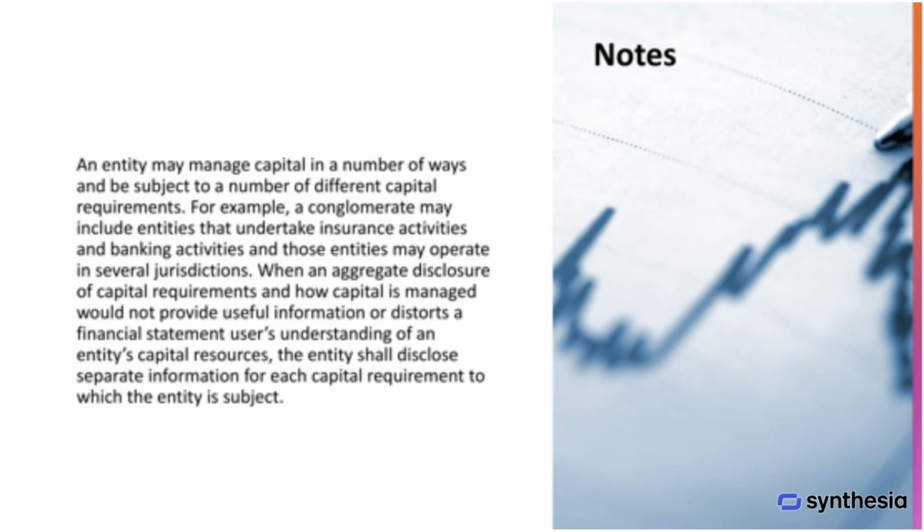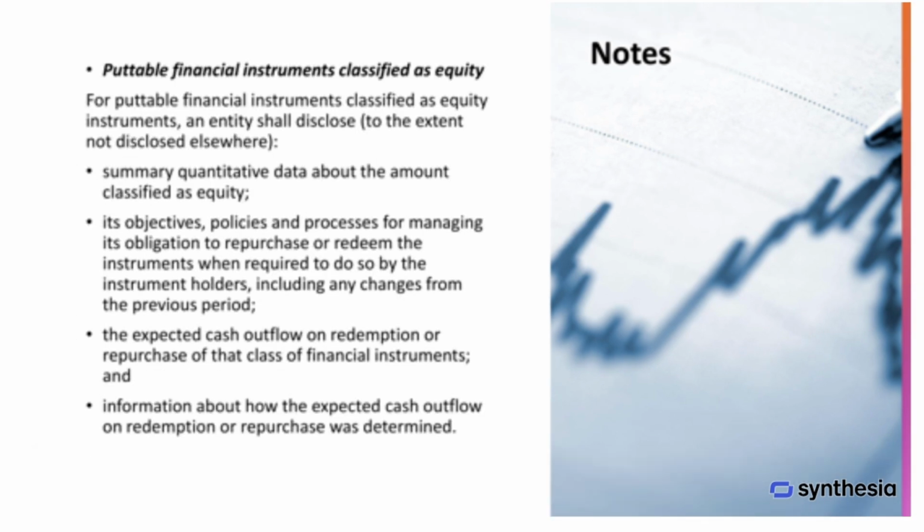For puttable financial instruments classified as equity instruments, an entity shall disclose, to the extent not disclosed elsewhere, summary quantitative data about the amount classified as equity, its objectives, policies, and processes for managing its obligation to repurchase or redeem the instruments when required to do so by the instrument holders, including any changes from the previous period, the expected cash outflow on redemption or repurchase of that class of financial instruments, and information about how the expected cash outflow on redemption or repurchase was determined.